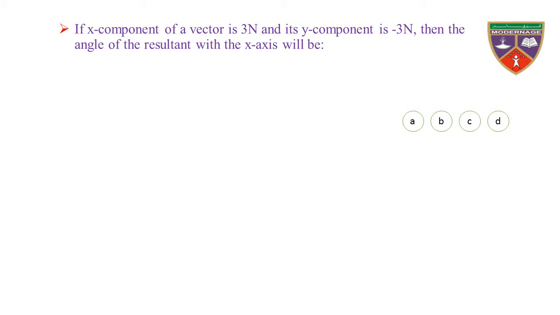If the x component of a vector is 3 Newton and its y component is minus 3 Newton, then the angle of the resultant with the x-axis will be: option A 45 degree, B 135 degree, C 225 degree, D 315 degree. The key is 315 degree. Therefore, the correct option is D.